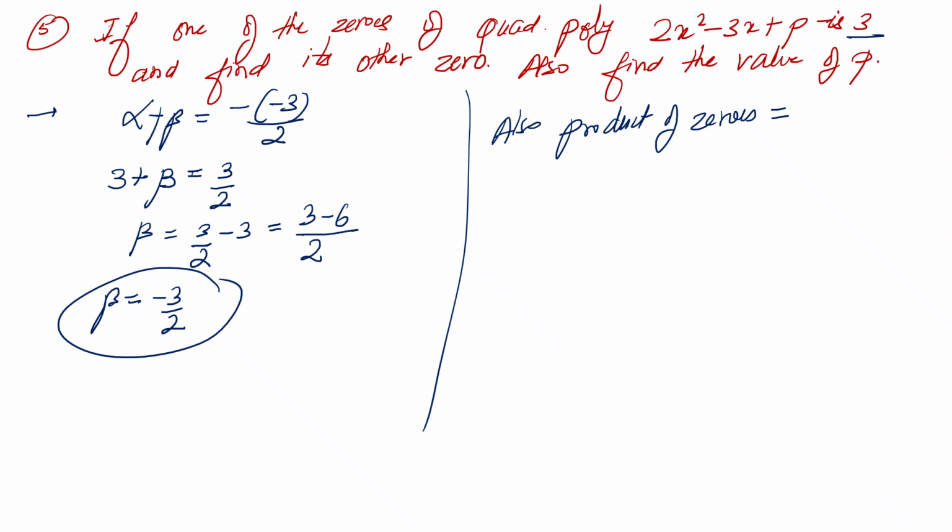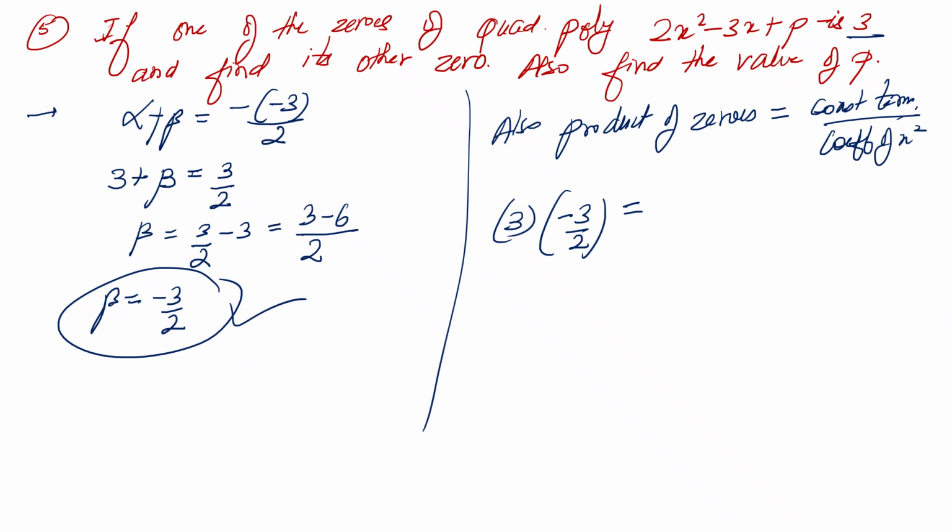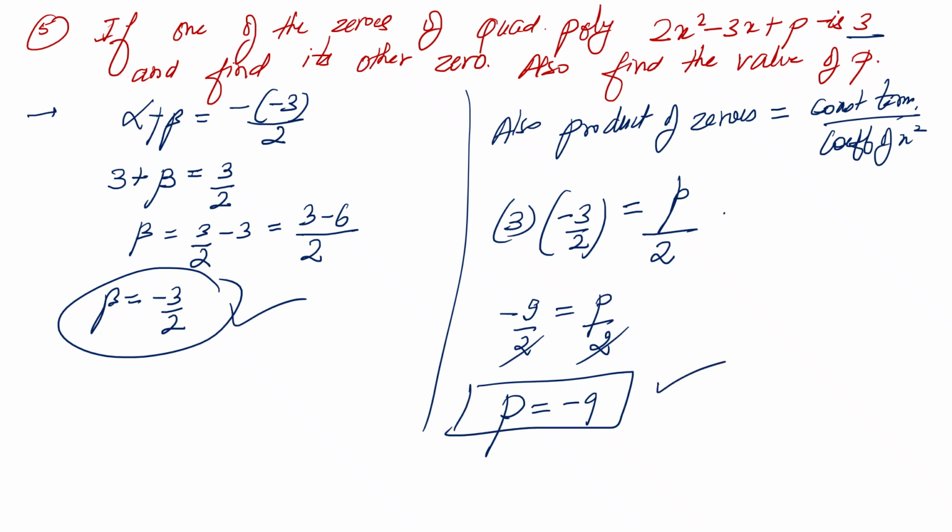ऑल्सो हमें क्या पता है कि जो प्रोडक्ट ऑफ जीरोस होता है, this is equal to constant term divide by coefficient of x square. सो प्रोडक्ट ऑफ जीरोस क्या बनेगा, 3 इंटू दूसरा जीरो हमने ये निकाला था, so this is -3/2. This is equal to constant term which is equal to p upon coefficient of x square, this is equal to 2. So if you solve this, -9/2 equals to p by 2. So that's 2 cancelled. So from here you get p as -9, which is correct answer.